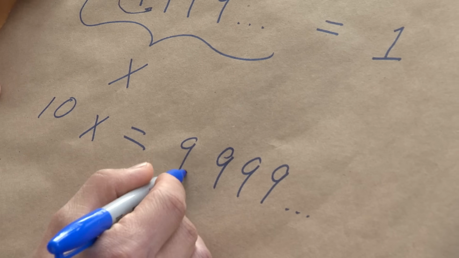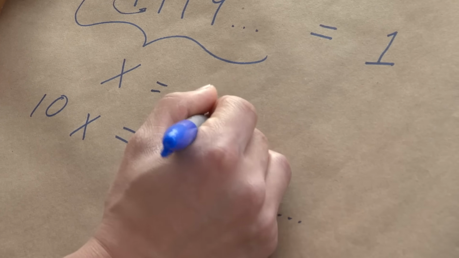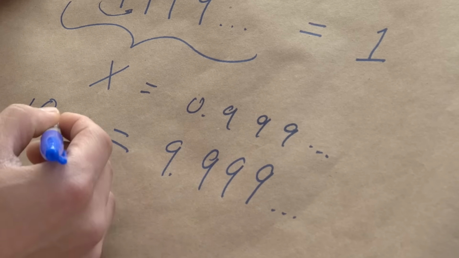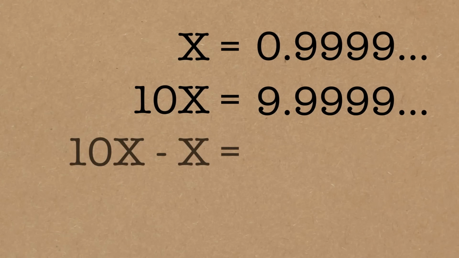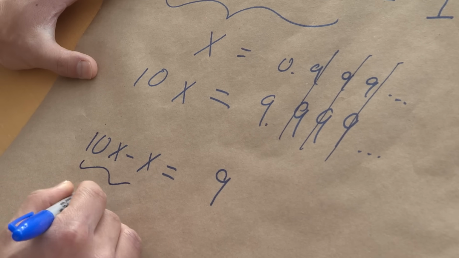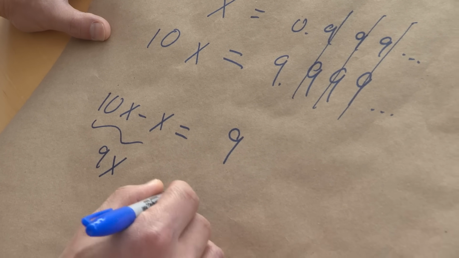So I'm going to get 9.999 repeating. This thing looks a lot like the x, right? The x was 0.999, 0.999. The only thing that's different about x and 10x is this 9 in front. So let's say I subtract the x from the 10x. I get 10x minus x, and now I just get 9, because everything else cancels out when I do the subtraction. So here I'm getting 9x equals 9, and I've concluded, therefore, that x should be equal to 1.